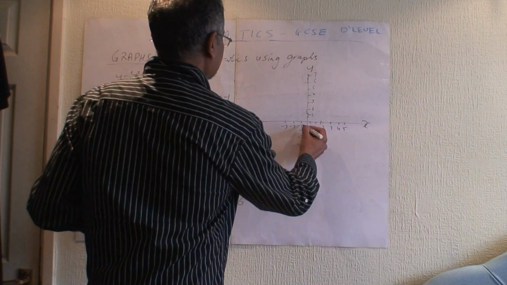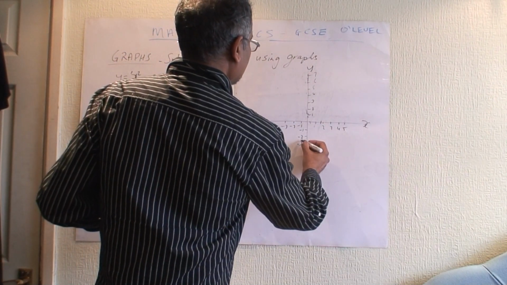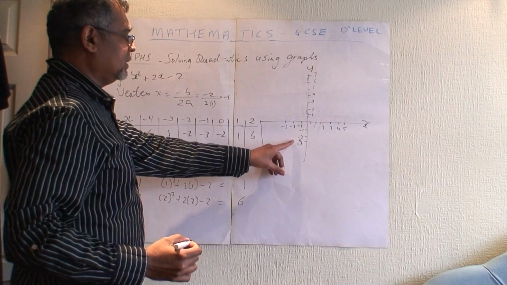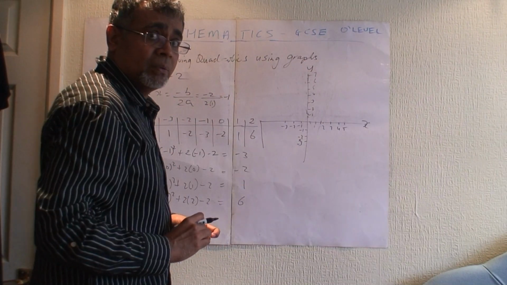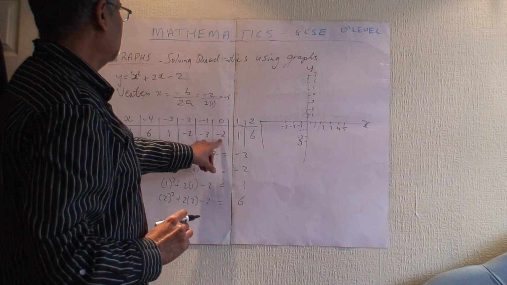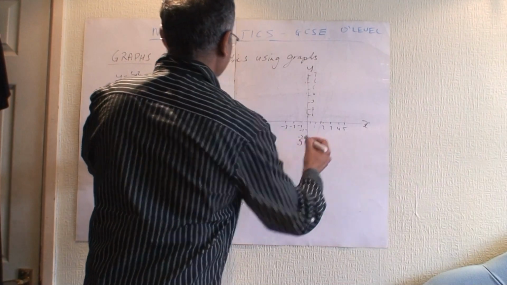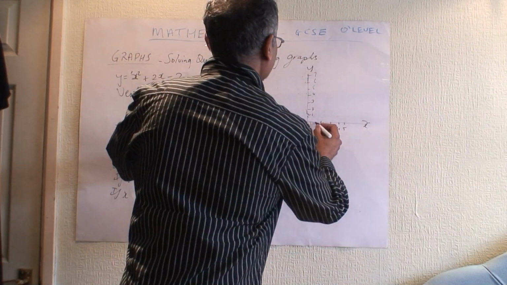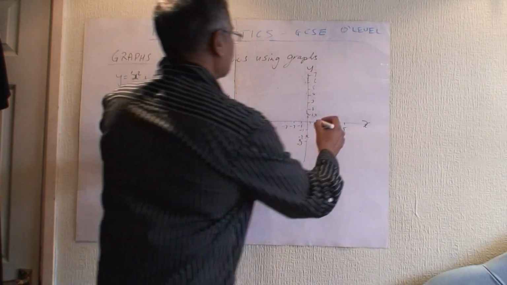X is -1, y is -3, so it's right about here, as the vertex, where the axis of symmetry will be. For this one, x is 0, y is -2, which is right here. x is 1, y is 1, so it's right over there. x is 2, y is 6.